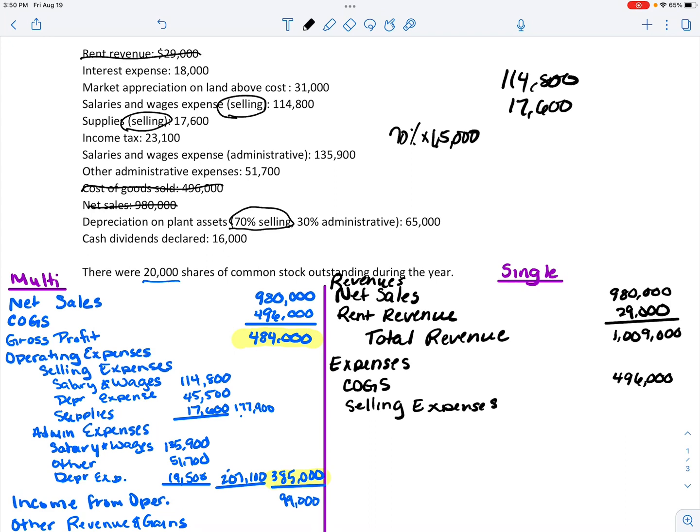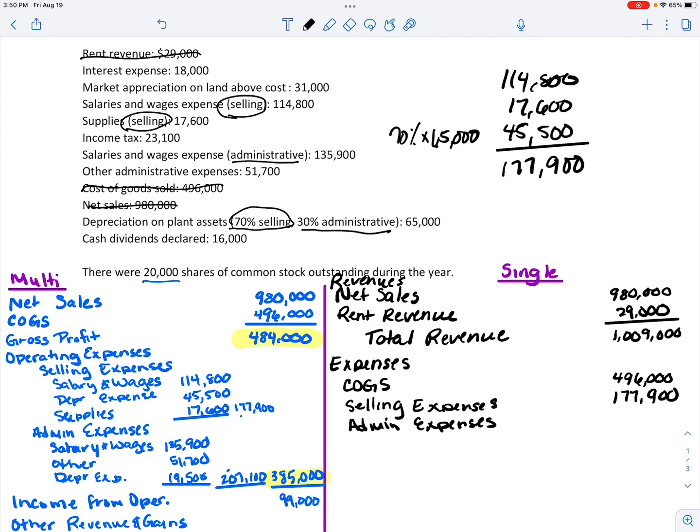If I look over here, that was the 45,500. So my total selling expenses should be 177,900. So I'll list those total selling expenses here. And then we're going to list out our admin expenses. Again, we're going to do the same thing. Find all those administrative expenses that we need to and add those together.